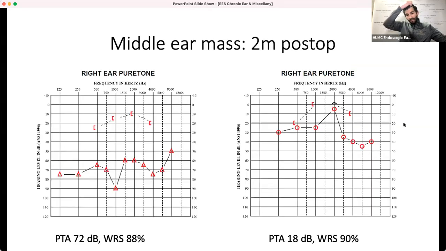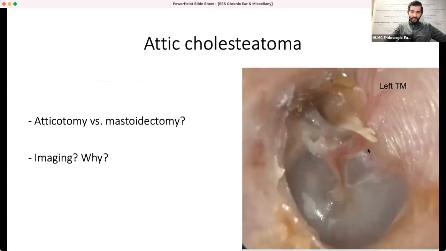So I thought for a TORP, this is pretty good. His PTA improved from 72 to 18. And he was really pleased with this outcome, as was I, of course. It was a happy, happy moment for him. But that's what we did for that case.